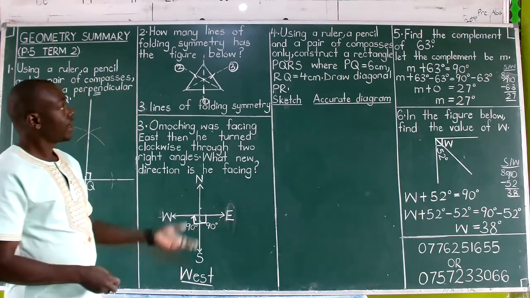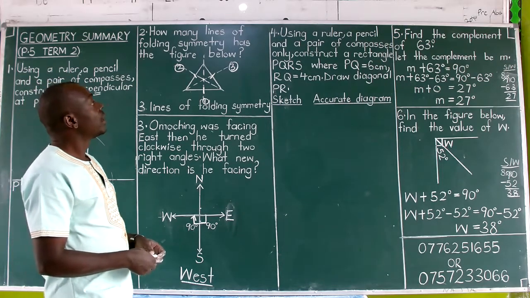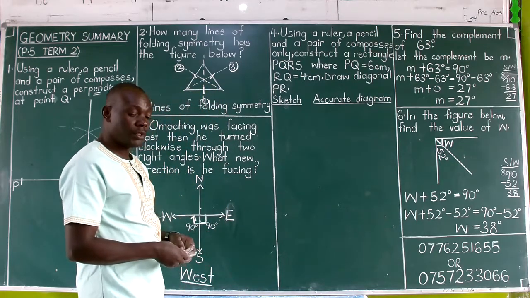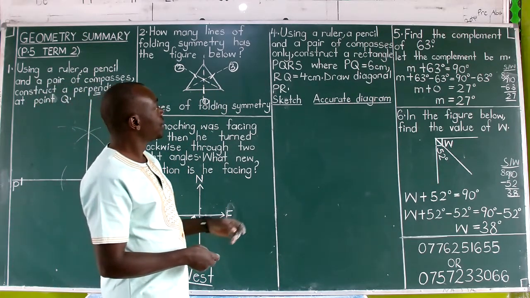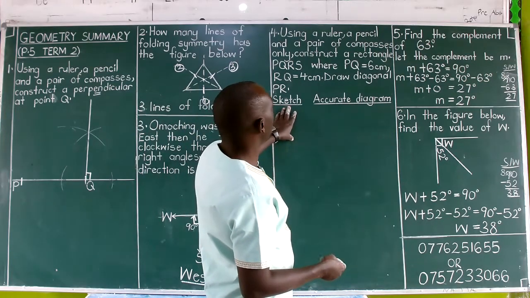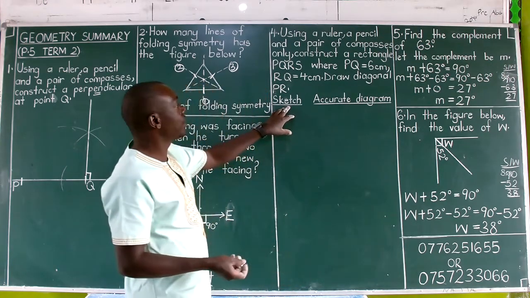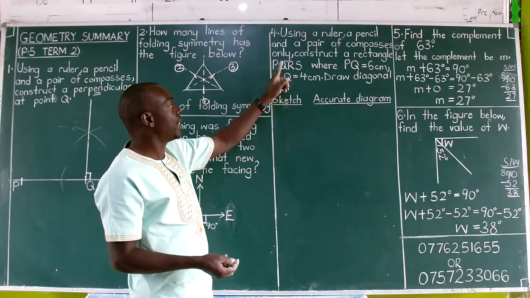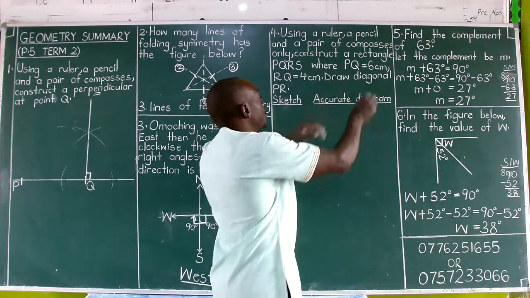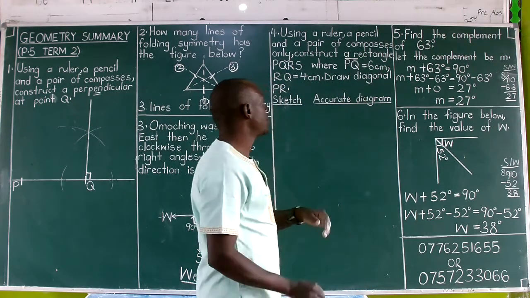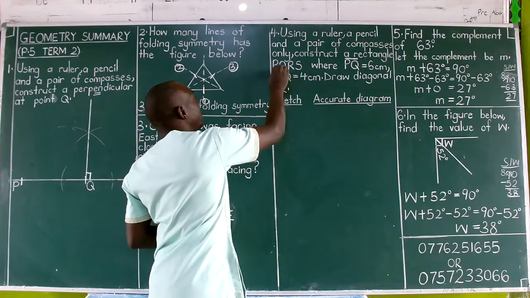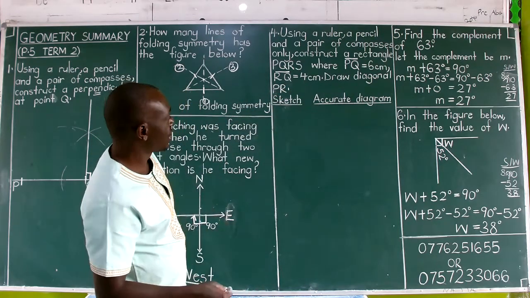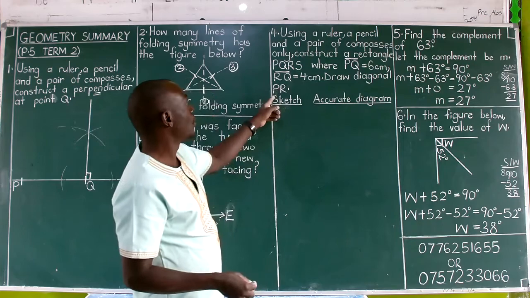As we go and look at the practical geometry, have your geometry set again, very ready to answer. This is number 4. Using a ruler, pencil, and a pair of compasses only, not 3, construct a rectangle called PQRS, where line PQ equals 6 centimeters, line QR equals 4 centimeters. Then you are asked to draw a diagonal called PR.